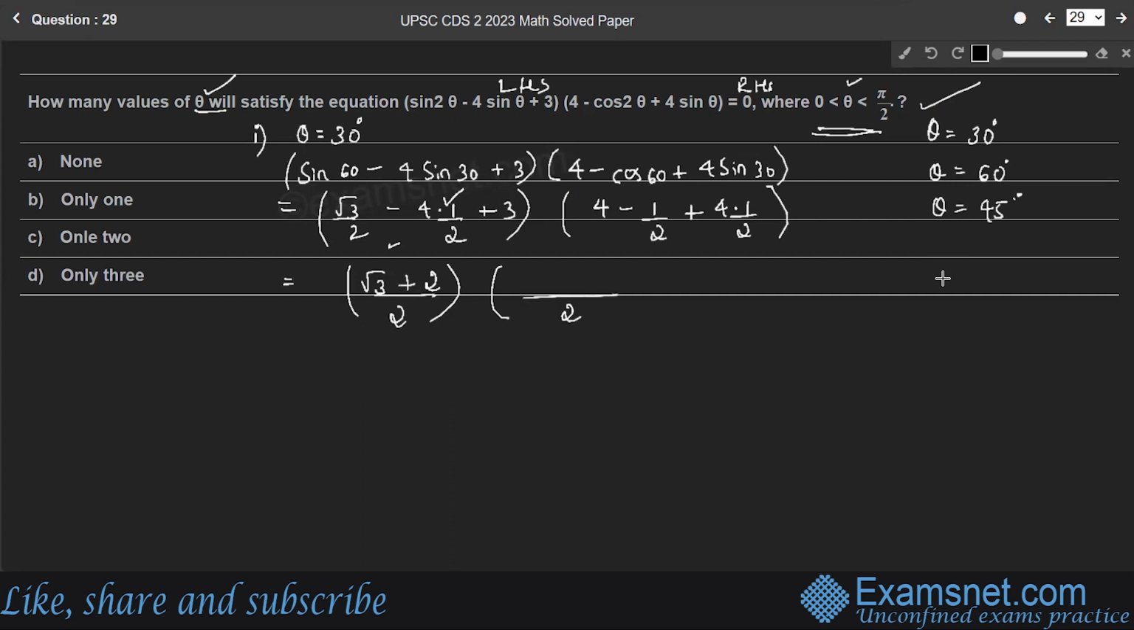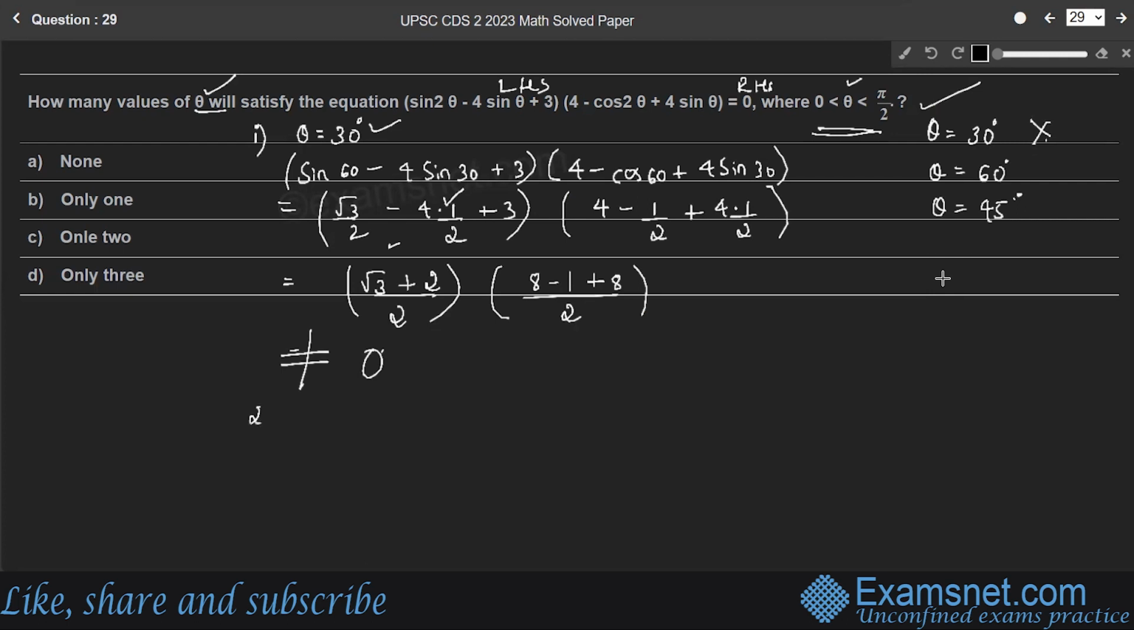Into, here 2 is the LCM, so 8 minus 1, so plus 8. Therefore, this expression is not equal to 0. We have some positive values. Therefore, for the value of theta as 30 degrees, the equation will not get satisfied. So the value of theta is not equal to 30 degrees.